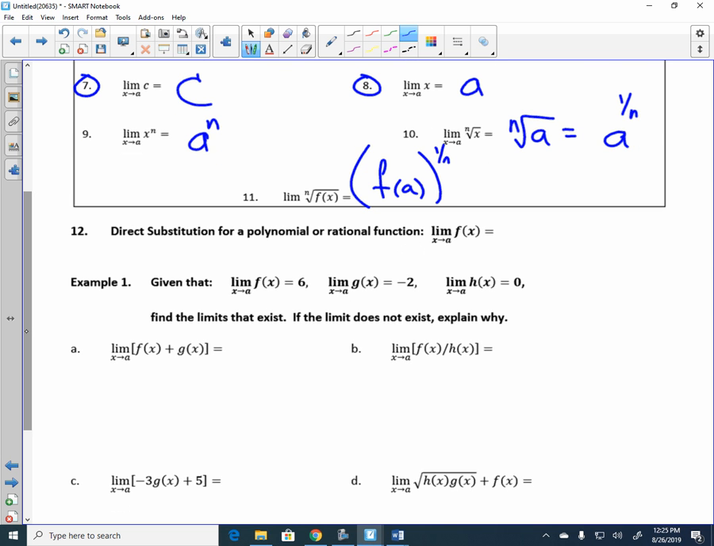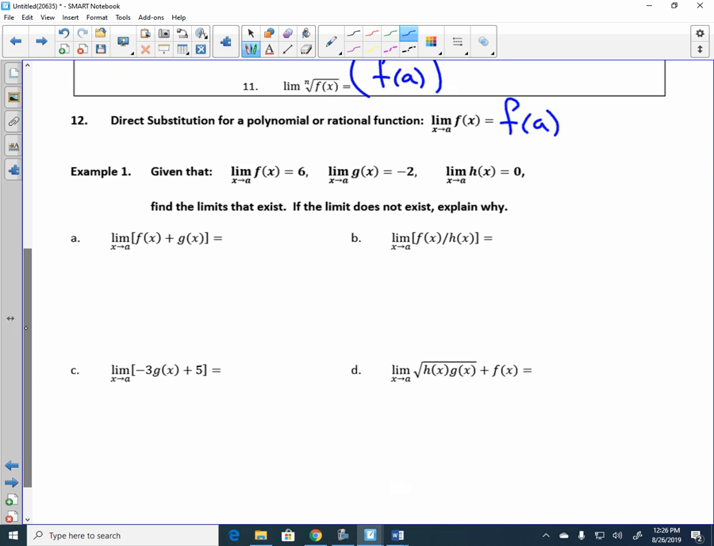So, direct substitution for a polynomial or rational function. You have a polynomial or rational function, the limit as x approaches a of the function is simply just f of a. Many times we can take functions and simply substitute a value in to determine what the limit is. It's because these are nicely behaving functions. Let's look at some of the rules, and then we'll get to some of the algebra in a second.